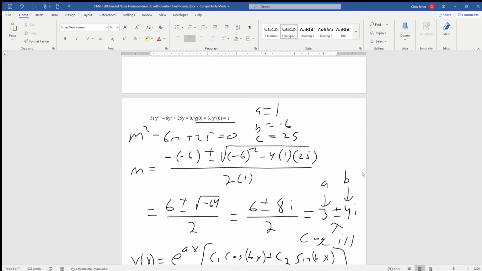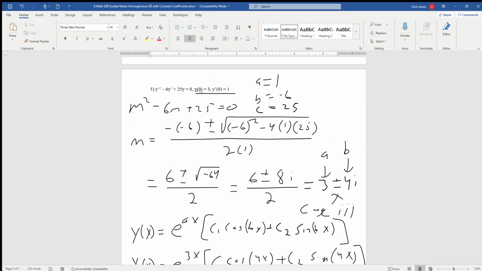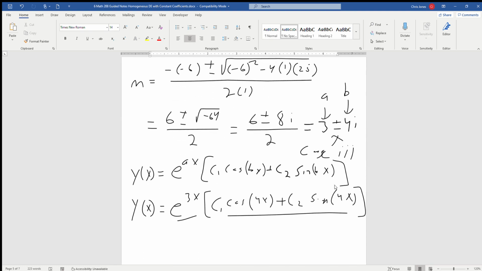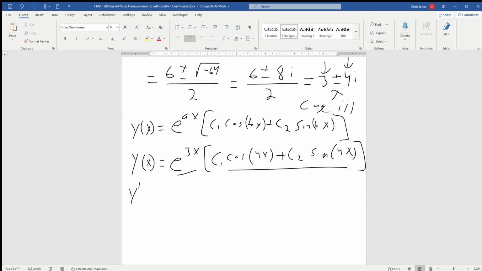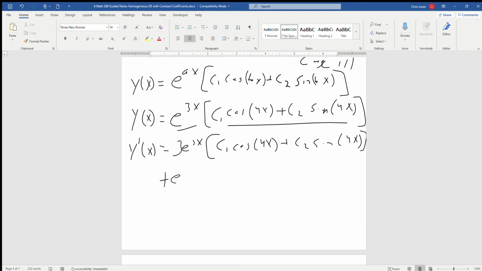All right. Now, fortunately, we have 0 as the initial value for x. So it's going to make it a little bit easier. But let's go ahead and find the derivative. So y prime of x is going to be equal to 3e to the 3x, and the rest of it's going to stay the same. And then we're going to add to that, we're going to keep the e to the 3x the same. The derivative of cos 4x is negative 4 sine 4x by using our chain rule. The derivative of sine 4x is going to be 4 cos 4x.